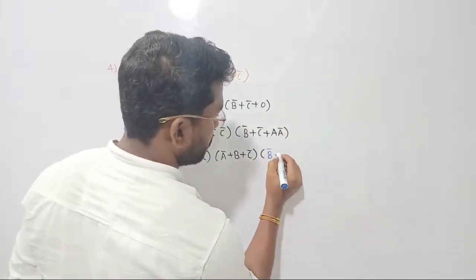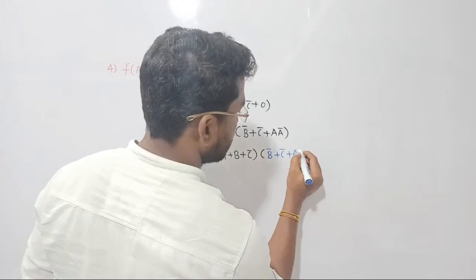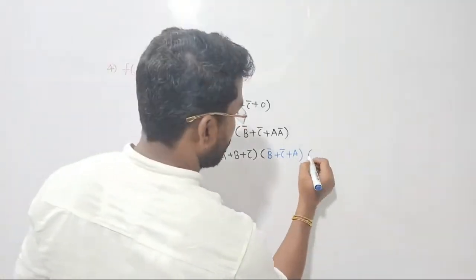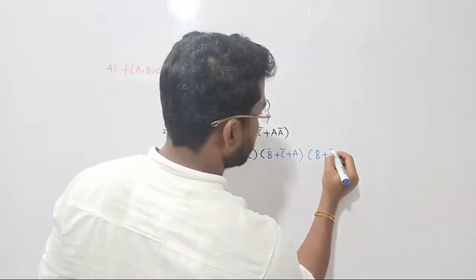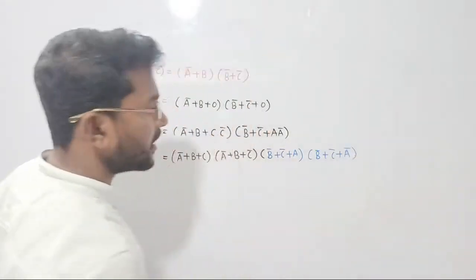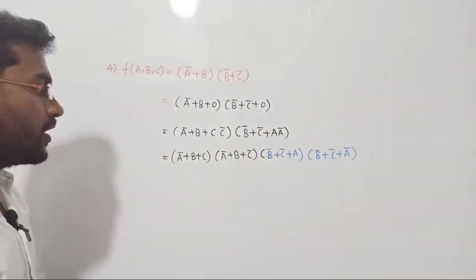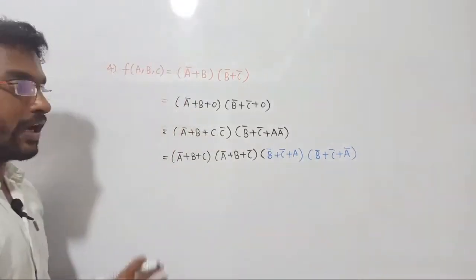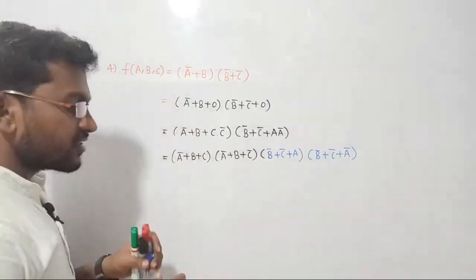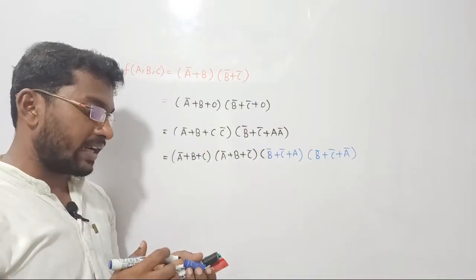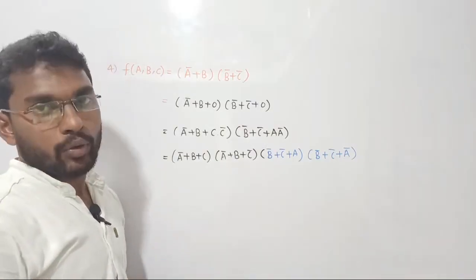So it can be written as b bar plus c bar plus a, right? And the second term will become b bar plus c bar plus a bar. This is the complete canonical form, right? Is there any missing term now? No. We got the full expression, right? So that is how we write the expression in standard or canonical form from normal POS or SOP form.